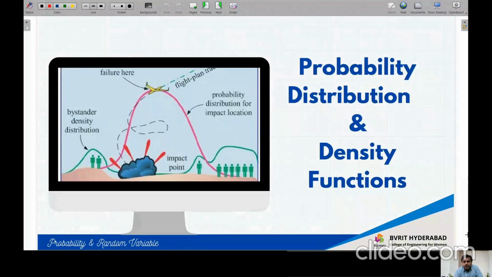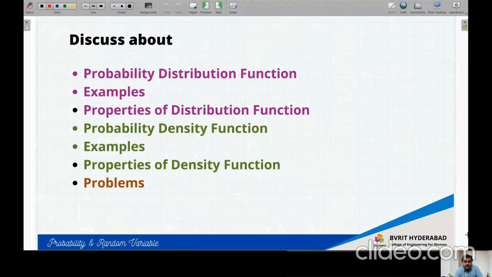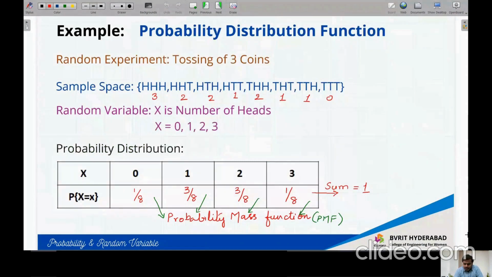I'm now directly going to the probability distribution and density functions. Is that clear now till random variable? Yes, sir. Good. Now, see this probability. Here we have discussed in this set of slides probability distribution function and probability density function.